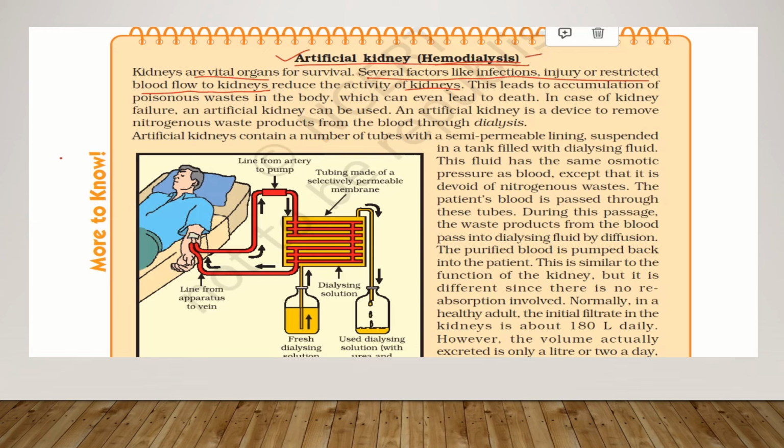Now kidneys are vital organs. We know that several factors, like infections, injury, restricted blood flow to the kidneys, reduce the activity of the kidneys. So what will happen if wastes and poisonous things accumulate in the body? It can even lead to death. So we need to expel the waste products from our body. So in the case of kidney failure, an artificial kidney is used. An artificial kidney is a device that removes the nitrogenous waste products from the blood through the process of dialysis. So the method is called dialysis, and it is used to remove the waste from the body.